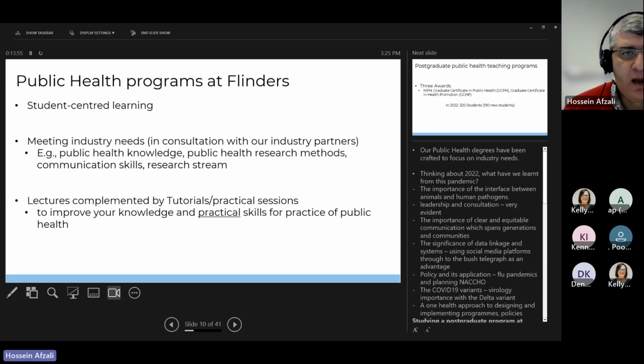Now, I want to focus on public health programs at Flinders. So, more specific information about public health programs at Flinders. I mentioned 3 points here. The first point is student-centered learning, or a student-centered approach.